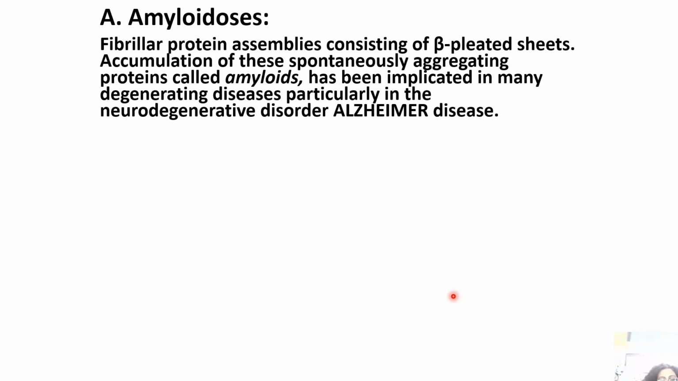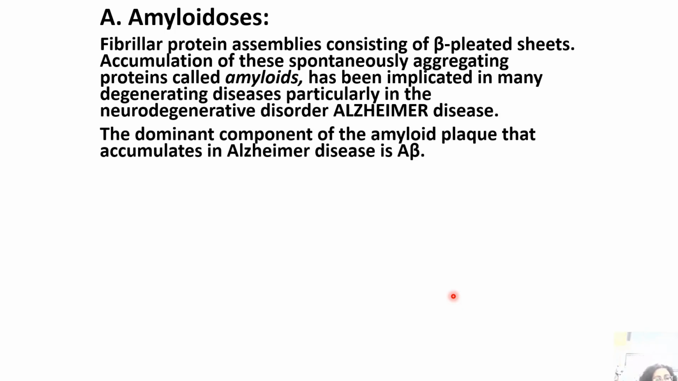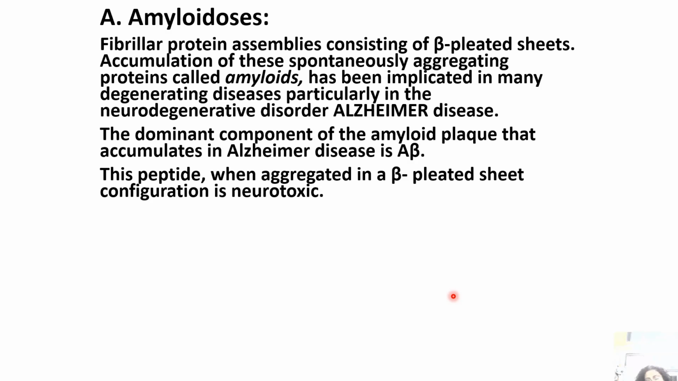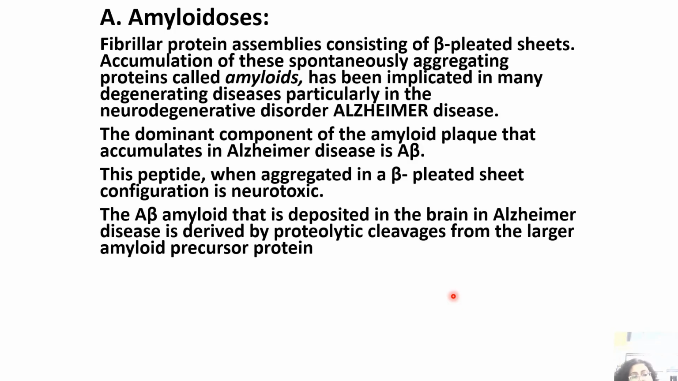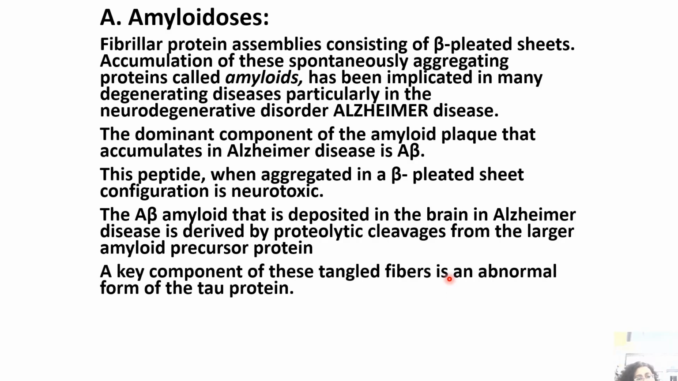Okay, so the dominant component of the amyloid plaque that accumulates in Alzheimer's disease is A beta. So this peptide, when aggregated in a beta-pleated sheet configuration, is neurotoxic. So you can see the relevance of these studies. The A beta amyloid that is deposited in the brain in Alzheimer's disease is derived by proteolytic cleavages from the larger amyloid precursor protein. Now, a key component of these tangled fibers is an abnormal form of the tau protein.